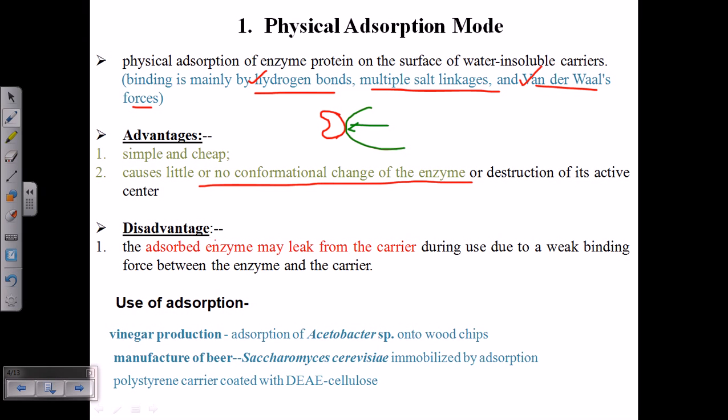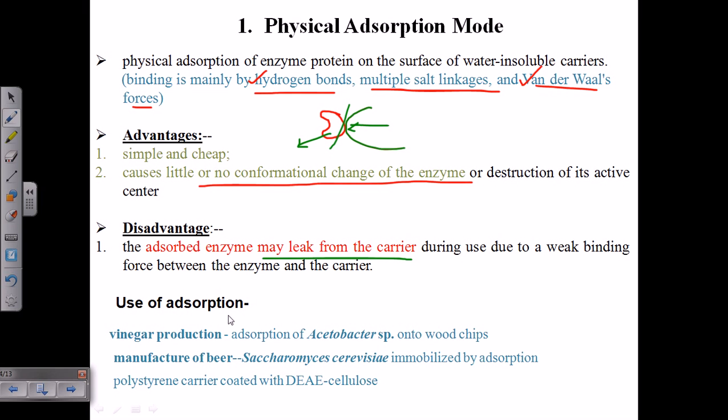Now the disadvantage is that the adsorbed enzymes may leak from the carrier, as the bond between them is very weak, so they can leak. The enzymes can leak due to any kind of mechanical forces. Any small mechanical force can take this enzyme out of this attachment, right? So we can have what is called enzyme loss.